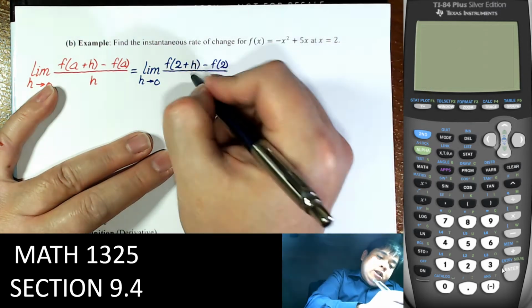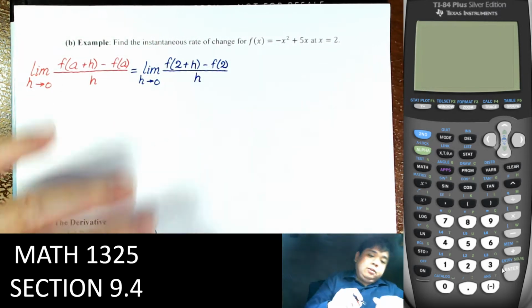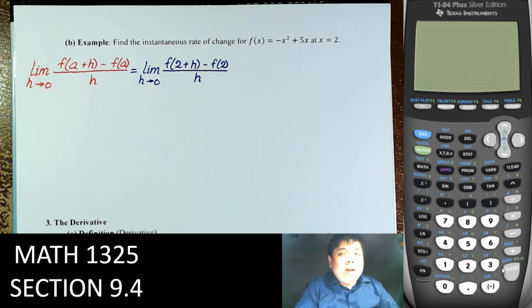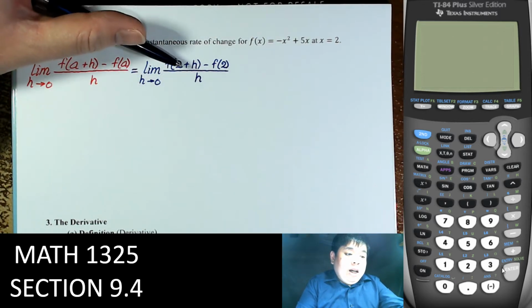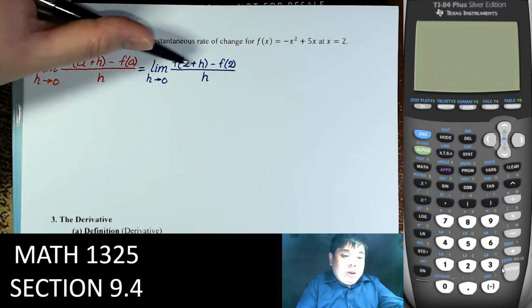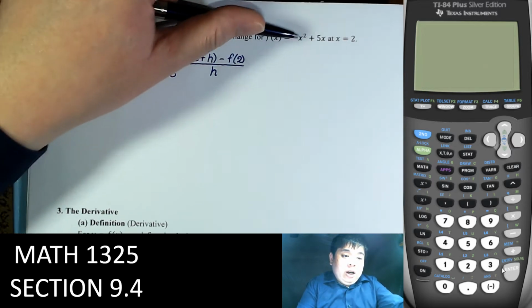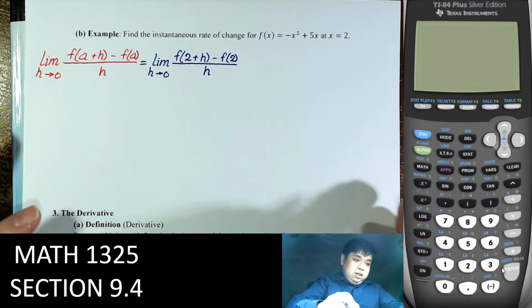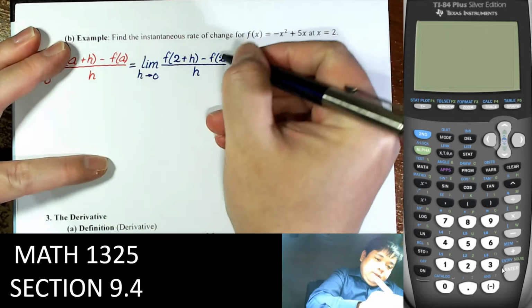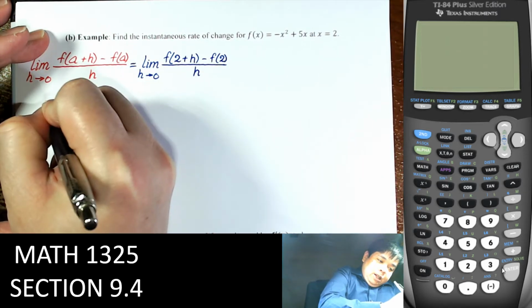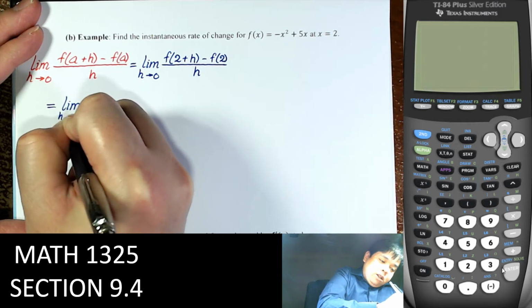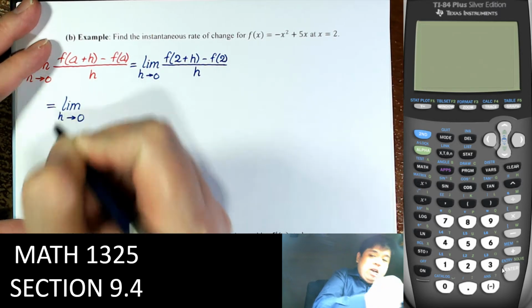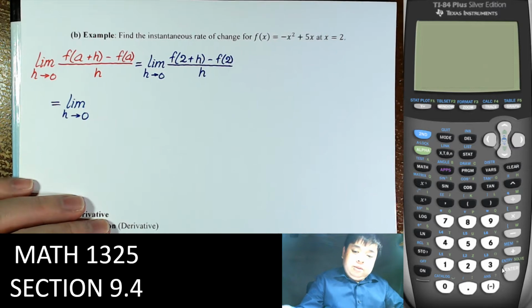Two in for a, and then over h. Right. Now, this is a function. First we put 2 plus h into x, and then we put 2 into x. And while you do that, don't forget there's the limit as h goes to 0.